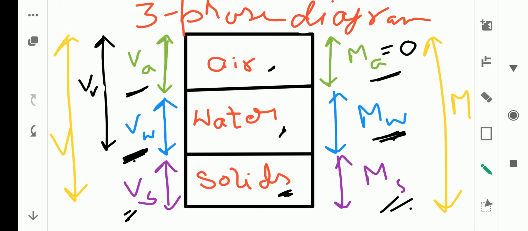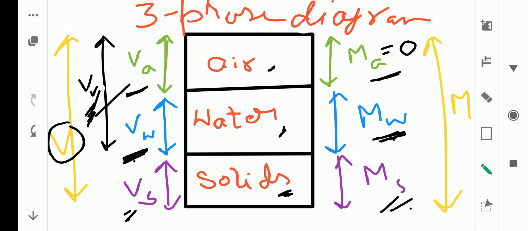Now we had talked about voids. Other than solids, the space in the soil is void. So if we add air and water, the volume of air plus volume of water, it will make volume of voids, Vv, correct? Right? And capital V represents the total volume of the soil.